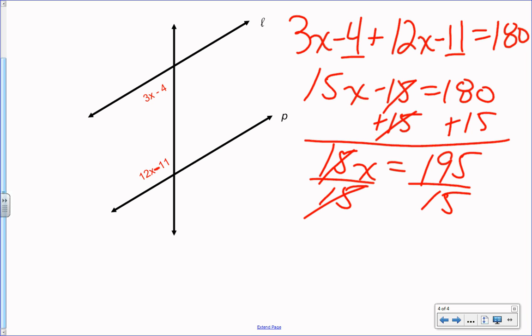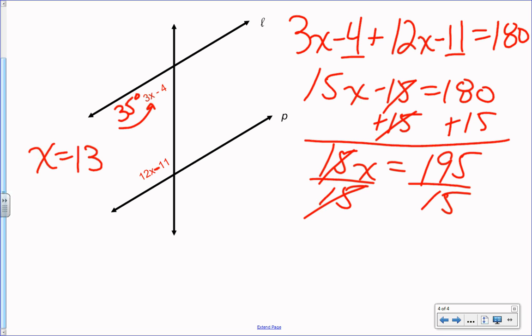And does 195 divide evenly by 15? What is that? 13? Is that what it is? So supposedly x equals 13, but I would like to check. We were told that those two better add together to be 180. So if we put 13 right in there, it'd be 3 times 13. Does anybody happen to know that one off the top of their head? Is 39, and then minus 4 is 35, so that angle's 35.